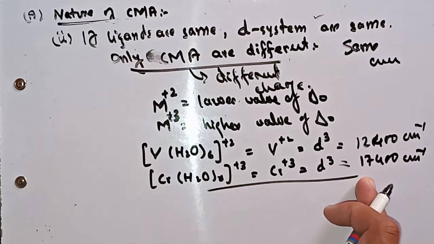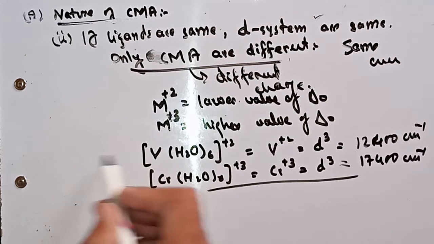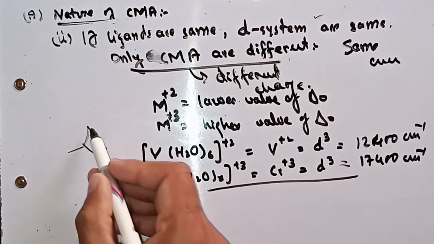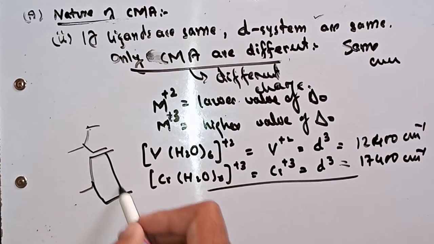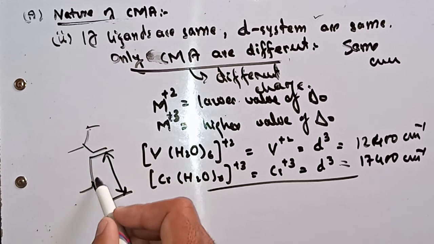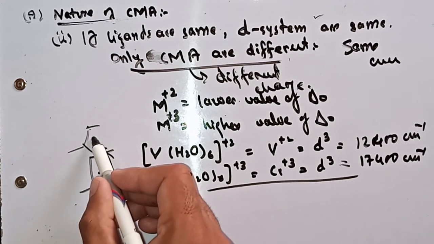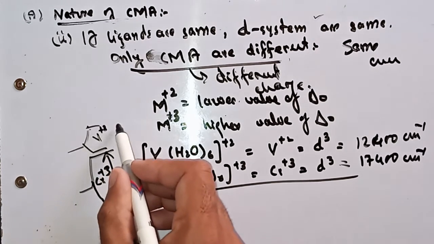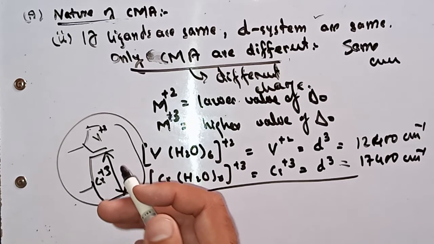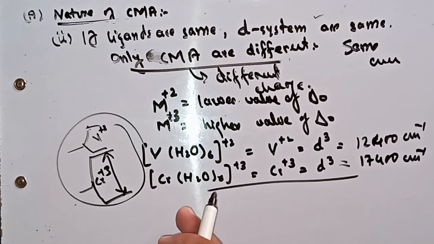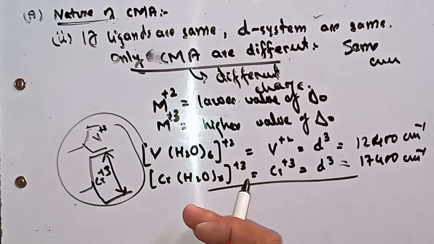The crystal field splitting will be larger. In vanadium, the crystal field splitting will be lower, while in chromium it will be higher, because chromium has the higher oxidation state, while vanadium has the lower oxidation state. This is the main reason. In the previous part, I already explained how the oxidation state depends upon the value of del naught.